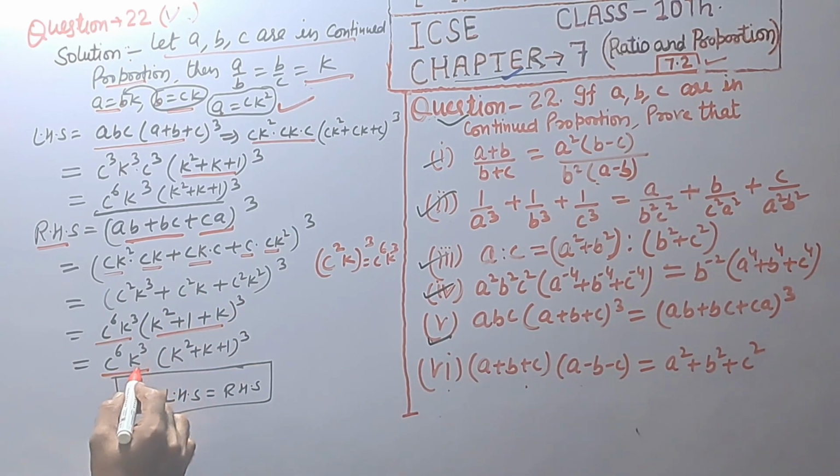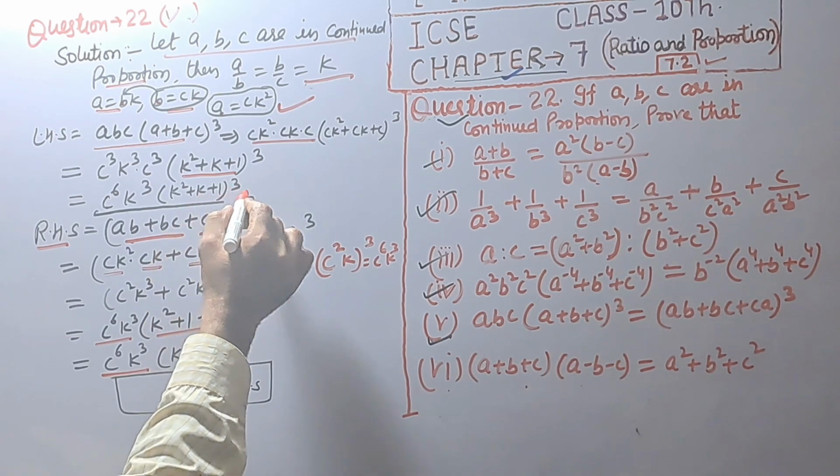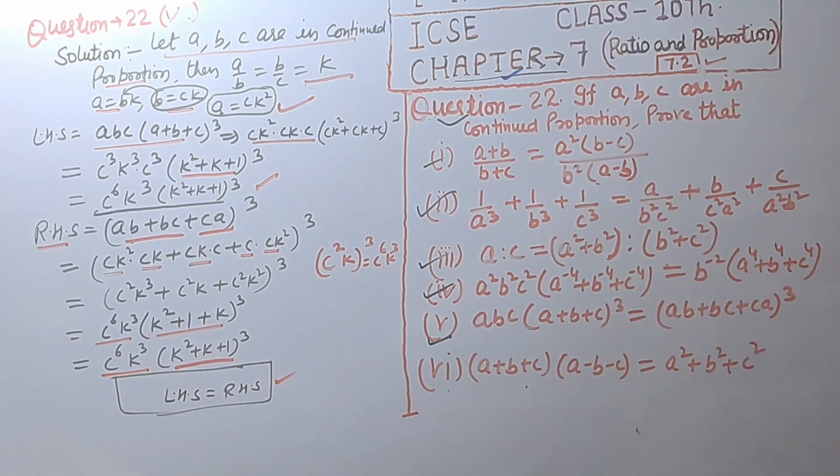c raised to power 6 k raised to power 3 into k square plus k plus 1 raised to power 3. So left hand side is equal to right hand side.